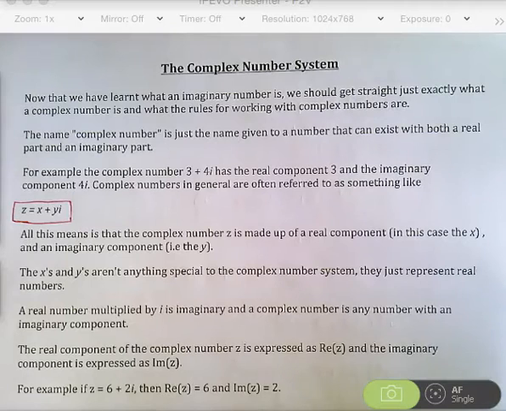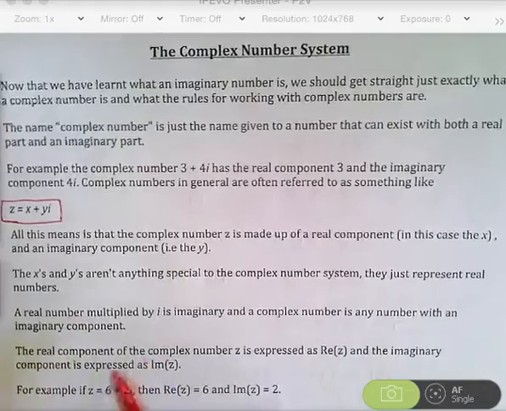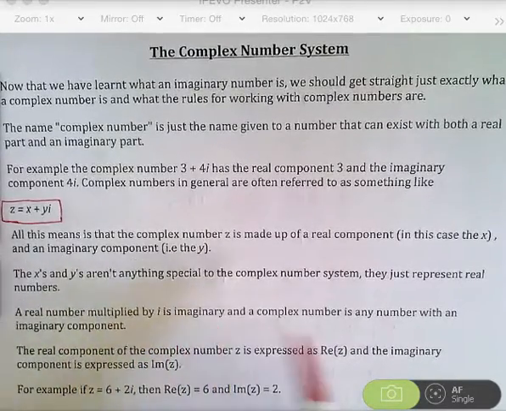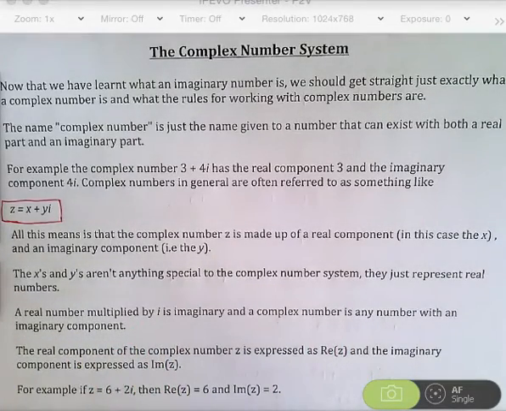I could just have 3i. That's got an imaginary part. The real part's just 0. See, 0 plus 3i is still complex because it's got an imaginary part. So for it to be complex, it must have the imaginary part. Okay? So a real number multiplied by i is imaginary, and a complex number is any number with the imaginary bit. Anytime you see an i, that's the imaginary bit, but that therefore makes up a complex number.